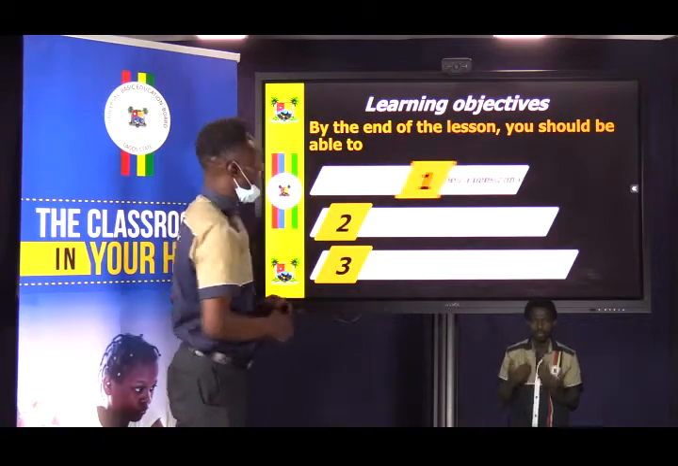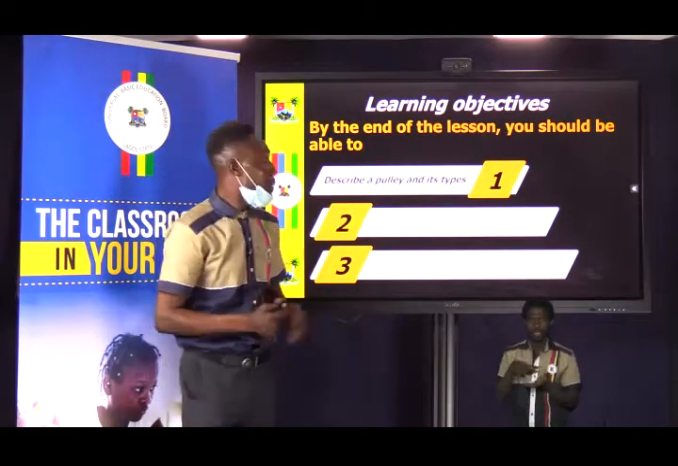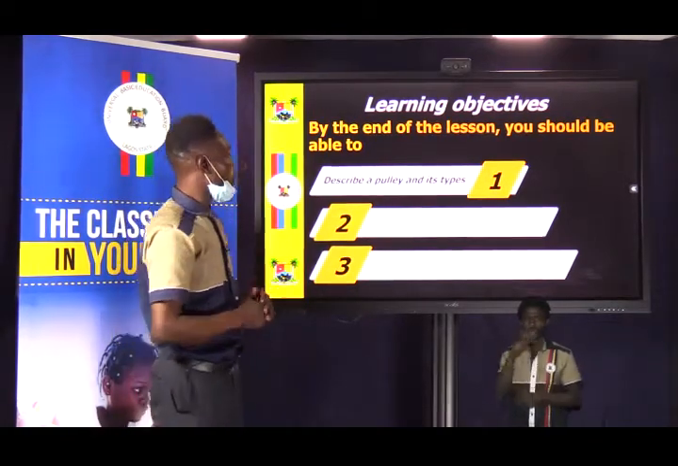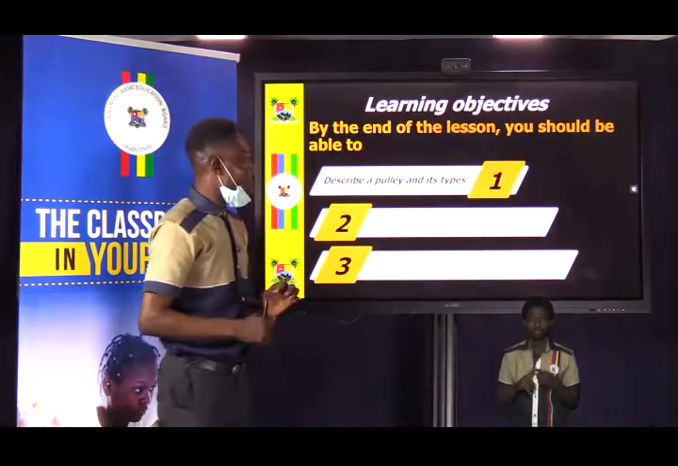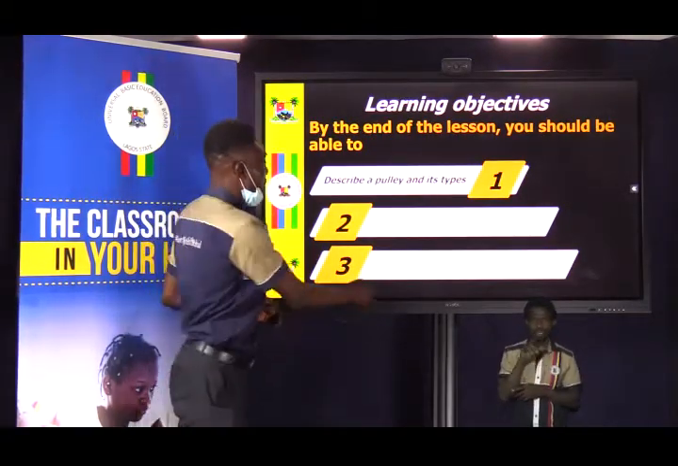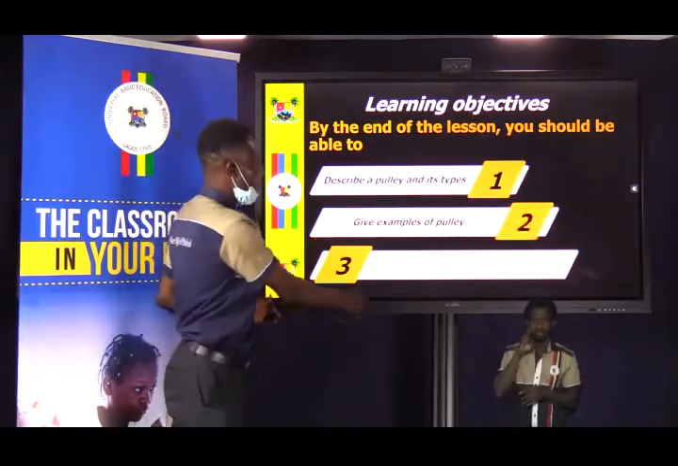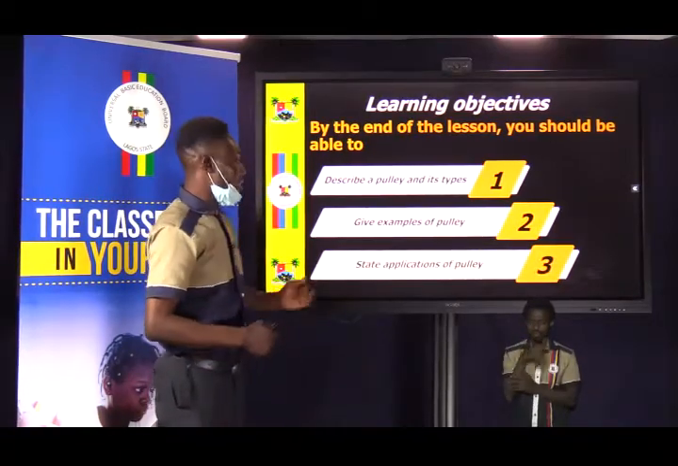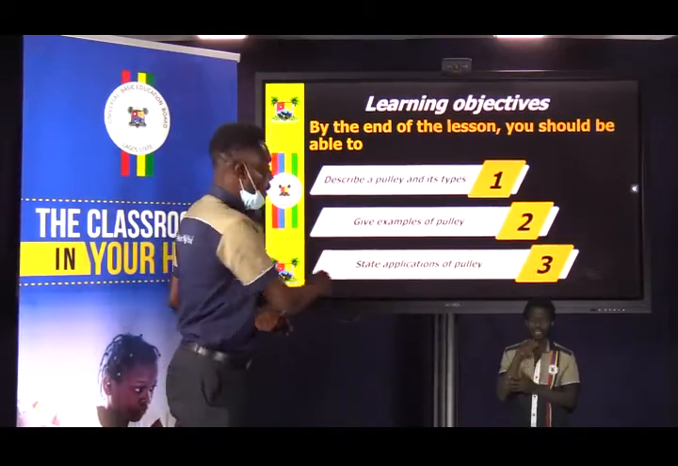Now let's look at the learning objectives for today. By the end of the lesson, you should be able to describe a pulley and its types, and you should be able to give examples of pulley, likewise state applications of pulley.